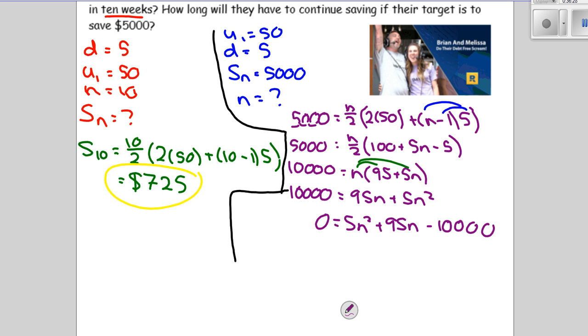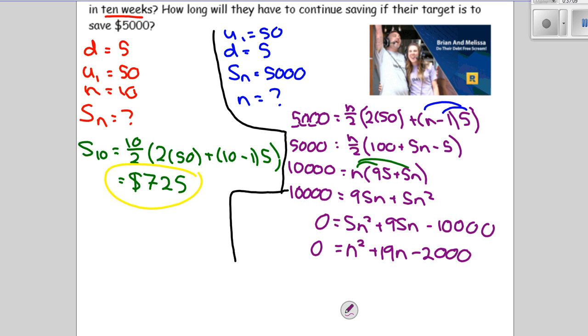Take out 5 as a common factor, because they're all multiples of 5. 0 divided by 5 is just 0. 5n squared divided by 5 is just n squared. What's 95 divided by 5? 19, yeah. Because 100 divided by 5 is 20, so 95 divided by 5 is 19, one less. And what's 10,000 divided by 5? 2,000. Think of 10 divided by 5 is 2.